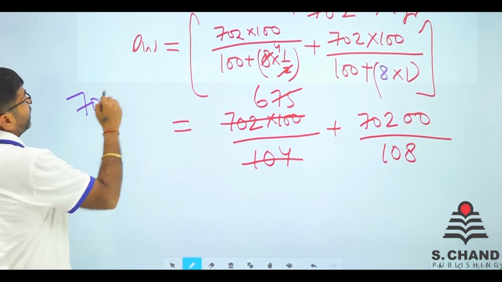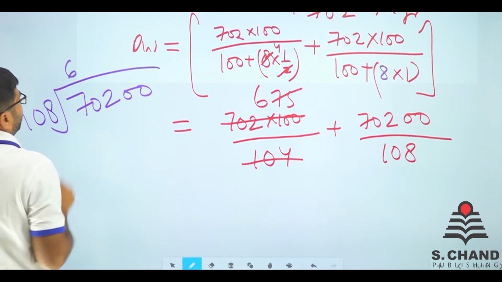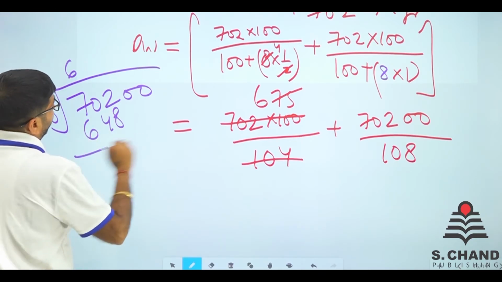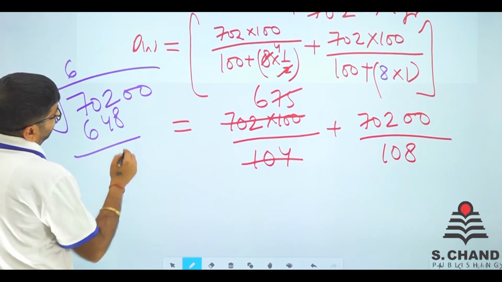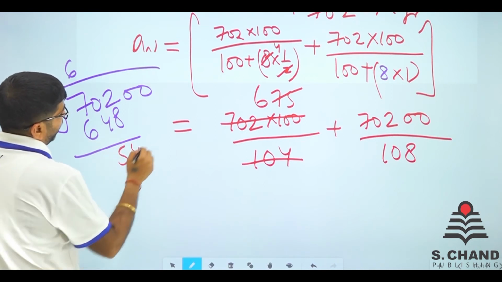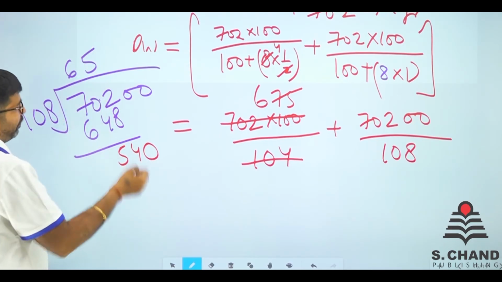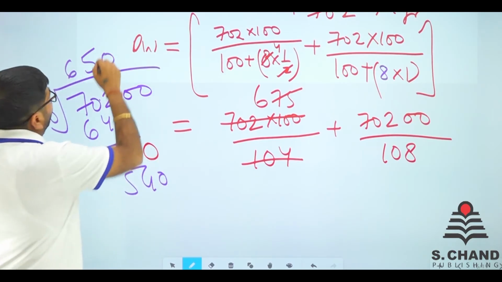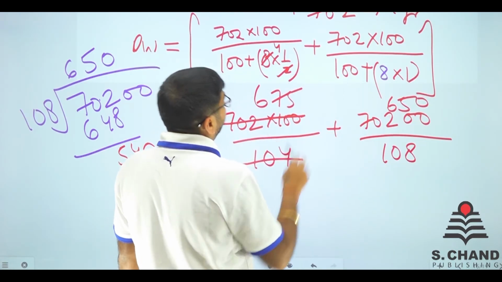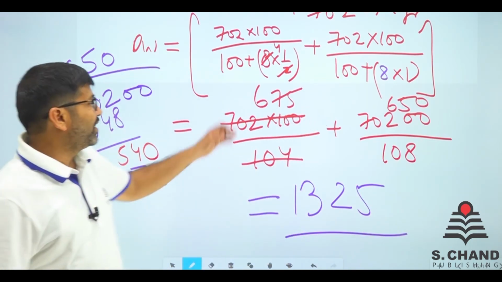Now it is 70200 divided by 108. So do the same thing, 6 times. 8 into 6 is 48 and 6 into 6 is 36, so 648. Then 12 minus 8 is 4, 79, 69, 9 minus 4 is 5. So it becomes 540. Now do 5 times. 5 into 8 is 40, 5 ones are 5. So 540 and 10, it is like 650. So 675 plus 650 gives 1325. We just added the two values.